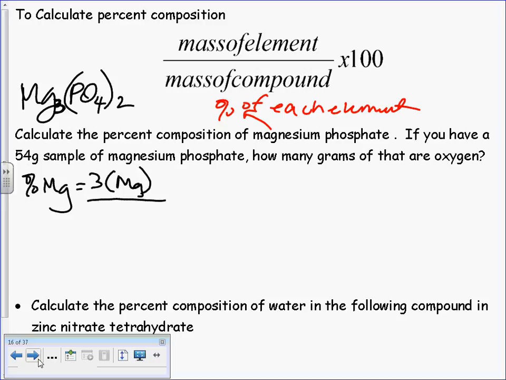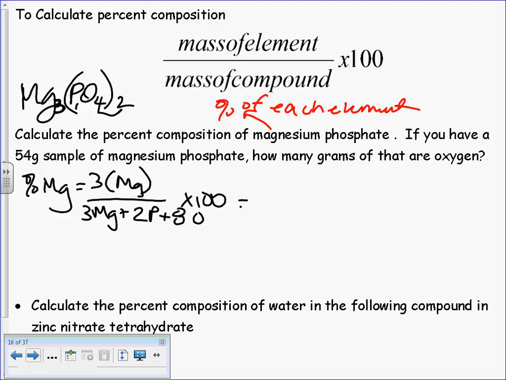Over everything else. That means including magnesiums. There's 3 magnesiums plus how many phosphoruses? How many P's? 2. This 2 multiplies by the imaginary 1 there, so that's 2 times 1. So there's 2 phosphoruses and how many oxygens? 8, because it's 2 times 4, so that's 8 oxygens. So when we take that mass over the total mass, times 100, that's going to give us our mass percent of magnesium. So now we just got to math it up.